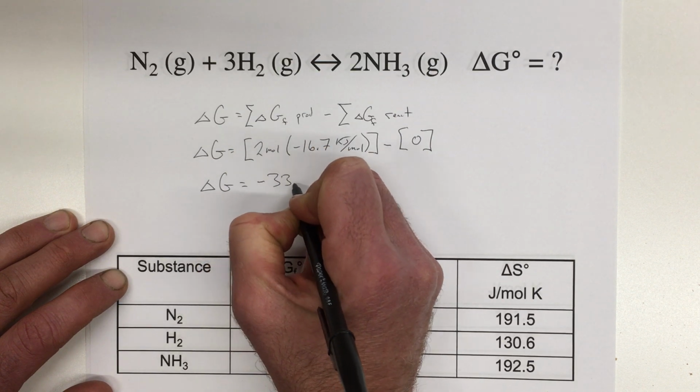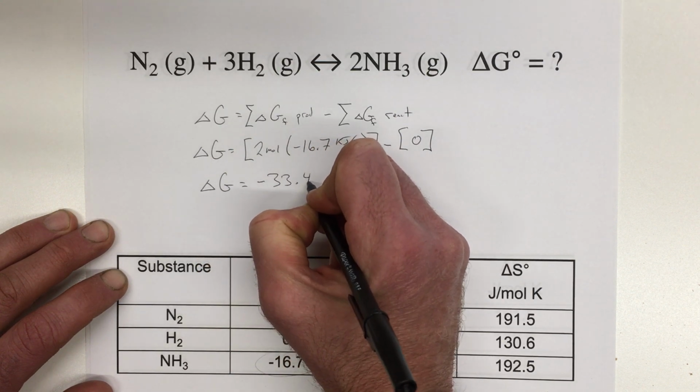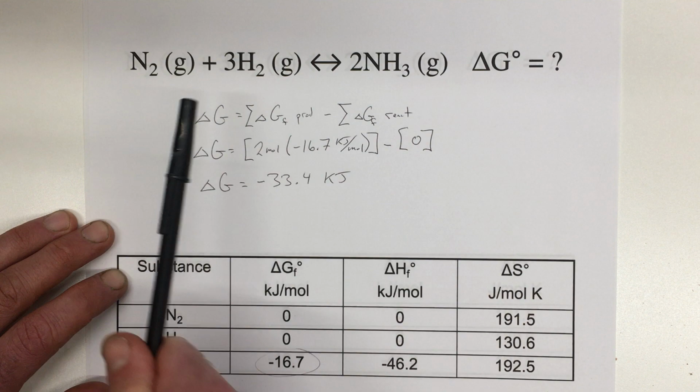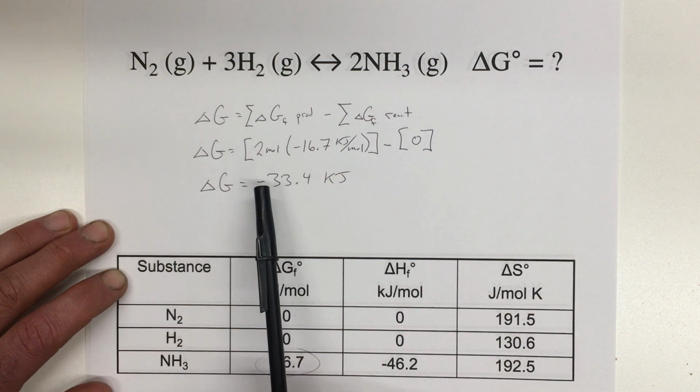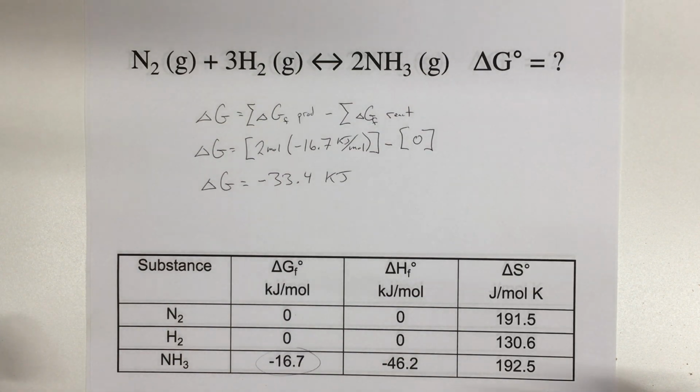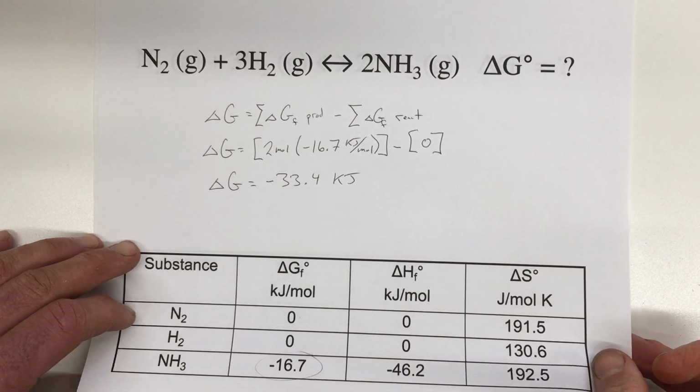negative 33.4 kilojoules. So that tells us that this reaction will be spontaneous in the forward direction. It will proceed in the forward direction because delta G was negative. It'll proceed forward under those conditions, under standard conditions.